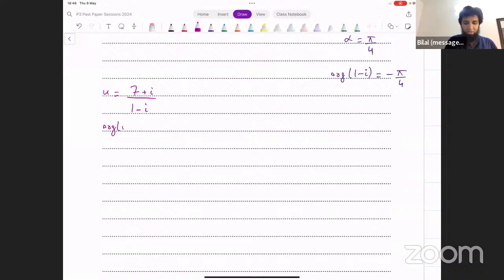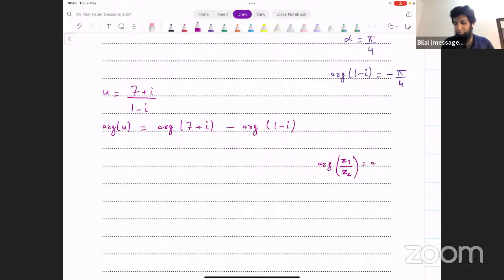Argument of u is going to be argument of 7 plus iota minus argument of 1 minus iota. This is a property that you need to know about, right? Argument of u over v, or let's not confuse u and v here. Let's use some other letters. Z1 over Z2. If two complex numbers are divided, their arguments are subtracted. Right? That's the property that you need to know about.